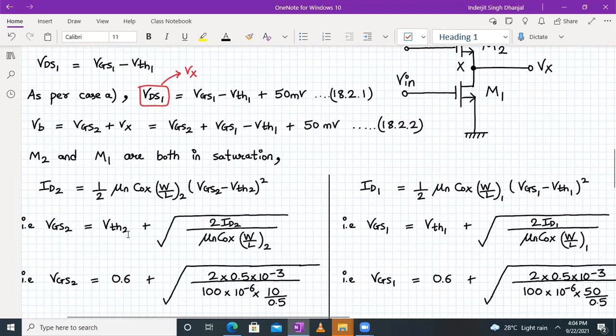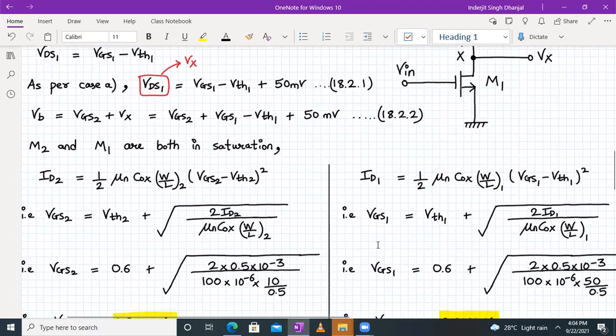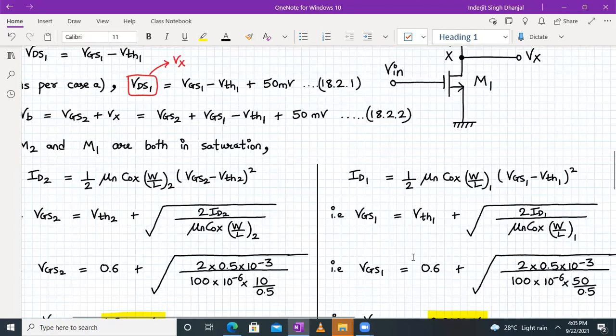VGS2 can be written as VTH2 plus the square root of twice ID2 divided by mu n Cox W by L of 2. Similarly, ID1 can also be written in a similar fashion. The difference between VGS2 and VGS1 is that in the formulas all the parameters are the same: ID1 and ID2 are the same, mu n Cox is the same. What is different? W by L. W by L of 2 is 10 divided by 0.5 and W by L of 1 is 50 divided by 0.5. Now you have the formulas in front of you, plug in the values in the calculator and find the values of VGS1 and VGS2. I'll wait for 10 seconds for your answers.